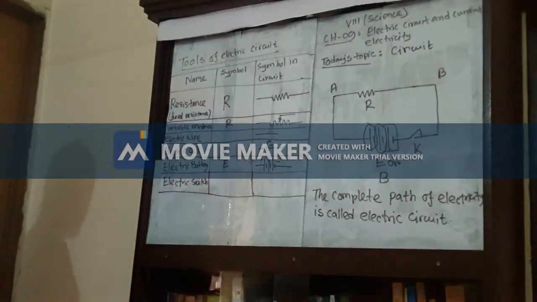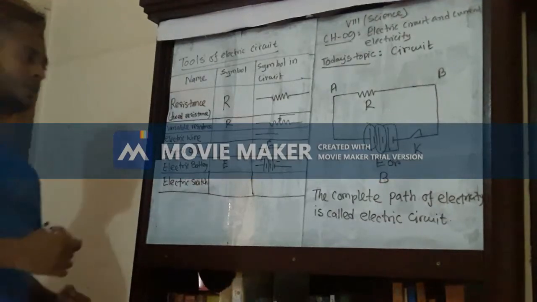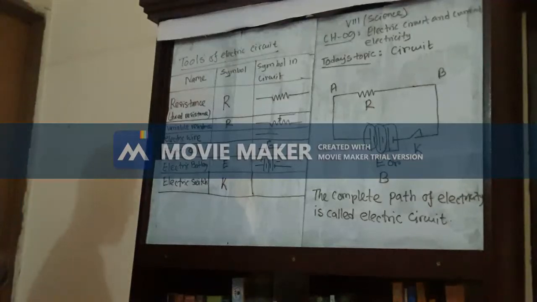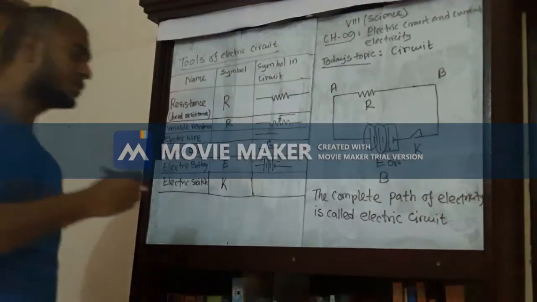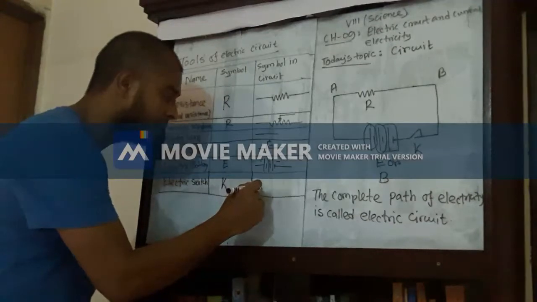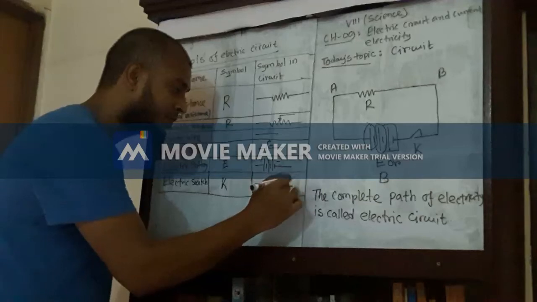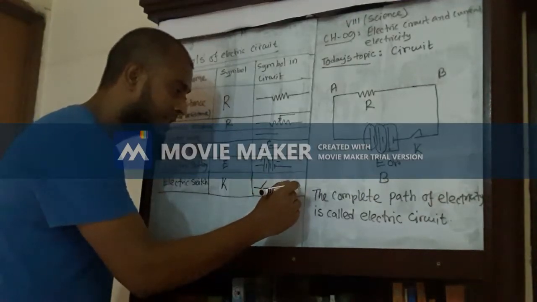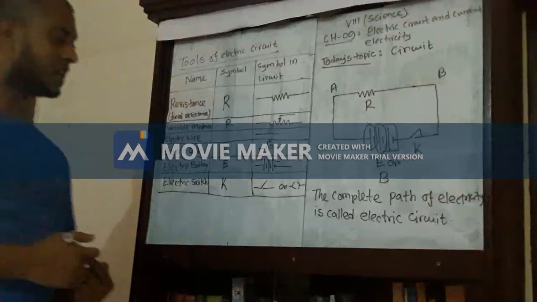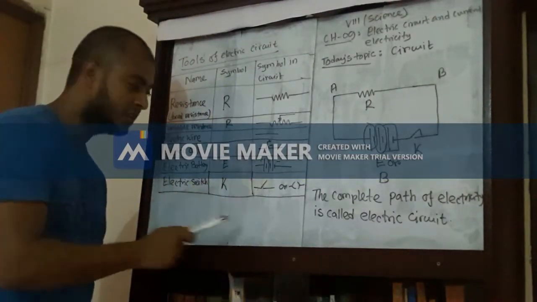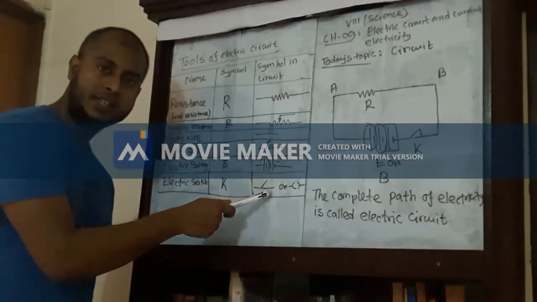Electric switch. An electric switch is symbolized by a key, because key and switch are the same thing. An electrical switch is normally symbolized by this tapping switch or connected path. You can tap here and tap here. When you tap here, this switch is on, it is connected.